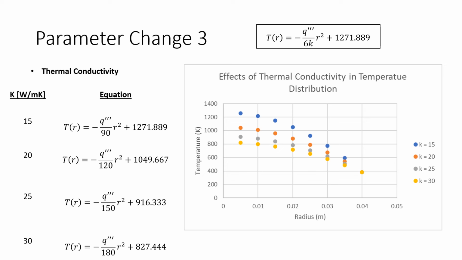For the last parameter, I wanted to change the thermal conductivity, and our original started at 15. This one's interesting. So actually, the higher we increase our thermal conductivity, the lower our temperature is, and also the least dramatic our change is. So when we had a thermal conductivity of 15, we started way up here at a high temperature and had a more dramatic change getting down to that radius of 0.4 meters.